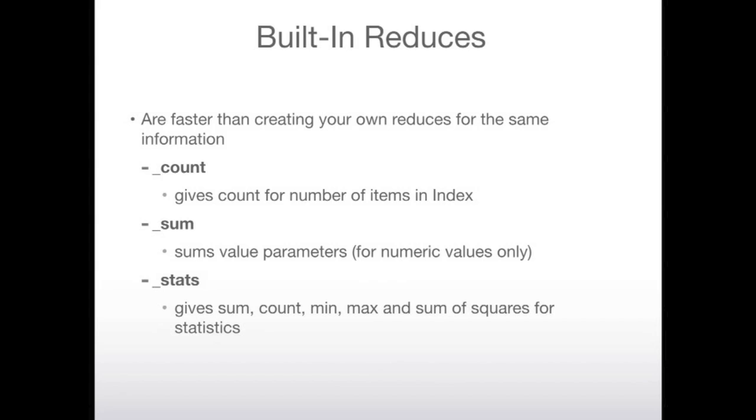Sum will sum the value parameters for numeric values only in the output parameter of the emit. And then the stats actually gives a number of different things together. It does the sum, it does the count. It'll also give you the min and max values and the sum of squares for the range that you're querying or for the entire index. So these are our built-in reduces. When you define a reduce in your query, you can decide whether you want to use the reduce or not.